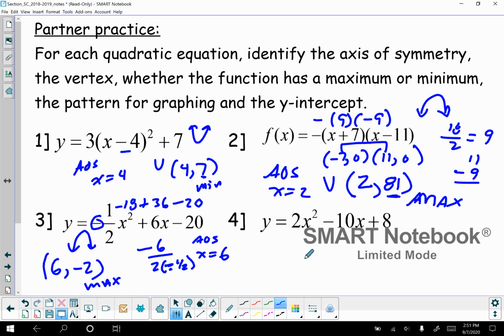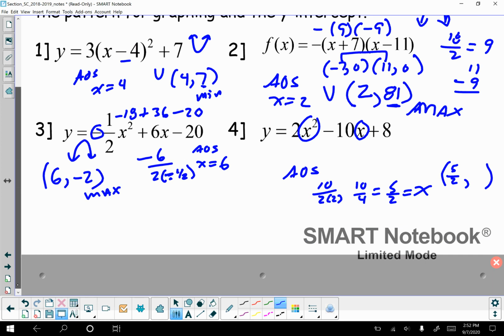Last one on this page. Let's find that axis of symmetry, negative b over 2a. So negative negative 10 is 10 over 2 times 2. So I get 10 over 4. That reduces to 5 over 2. That's my axis of symmetry. I could go ahead and plug that back in. I'm not going to worry about that, but I'd plug that 5 over 2 back into each of those and get the y component of my vertex. I'd say let's totally do that one on a calculator.